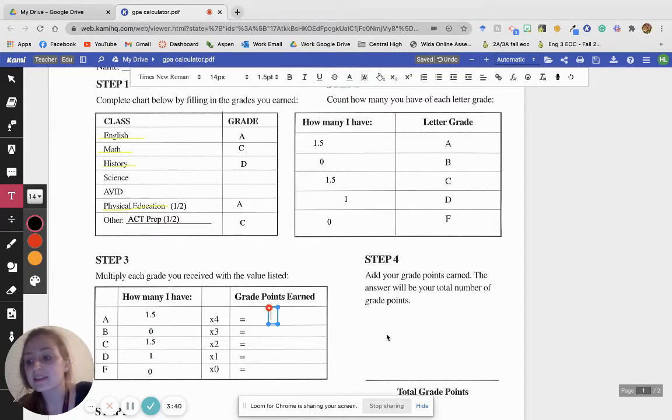So now we're going to take this and multiply by 4 for our A's, because if you have an A GPA, you have a 4.0. So I'm going to use a calculator, and 1.5 times 4 is 6. 0 times 3 is 0. 1.5 times 2 is 3. 1 times 1 is 1, and 0 times 0 is 0.